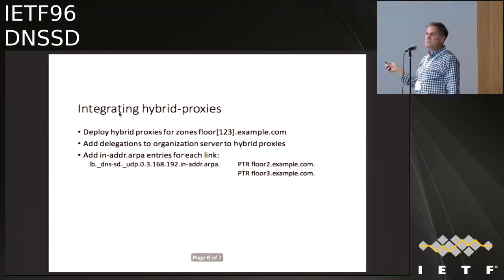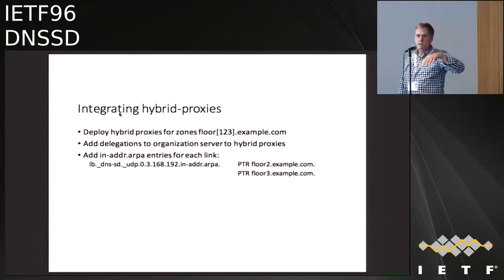Okay, so when one of these devices now does a pull down to do service discovery, it will either look at the services on the hybrid proxies in floor 1 and floor 2. If it's on floor 2, it'll look at the hybrid proxies on floor 1, 2, and 3 and get all of the resources back. If it's on floor 3, it'll just look at 2 and 3.